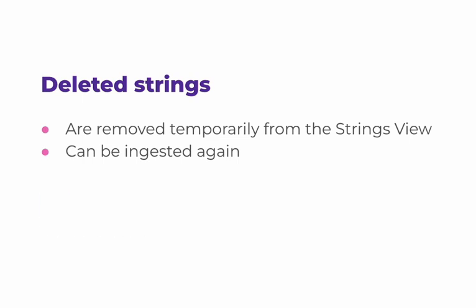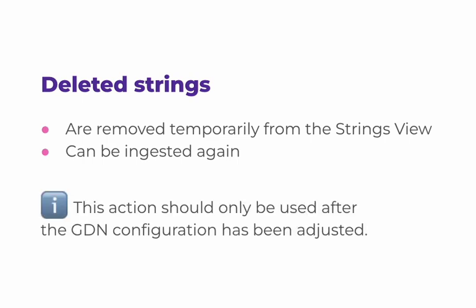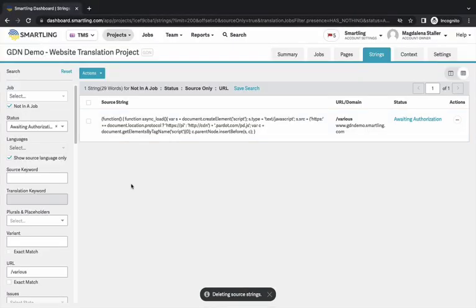For this reason, the Delete option should only be used after a correction to the project configuration has been made. For example, if some of the content awaiting authorization in your strings view looks like code, an adjustment to your project configuration may be required. After the GDN configuration has been tweaked accordingly, the strings can then be deleted. Provided that the GDN configuration was updated correctly, the deleted strings should no longer be captured and uploaded to your Smartling project.